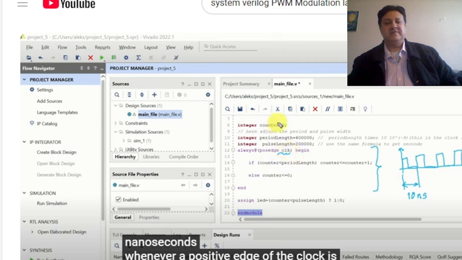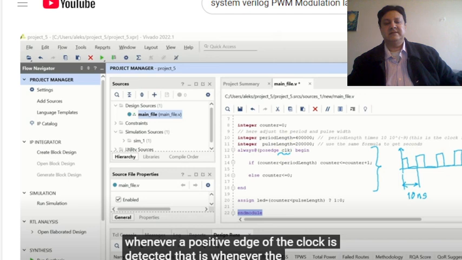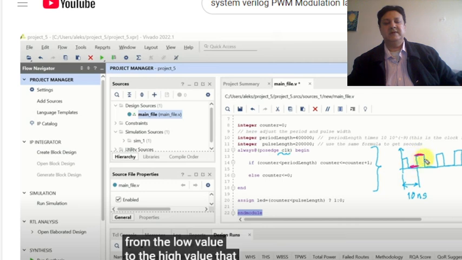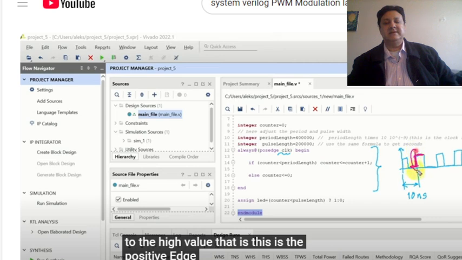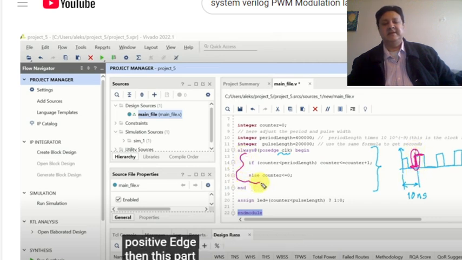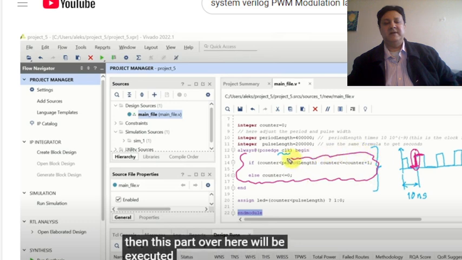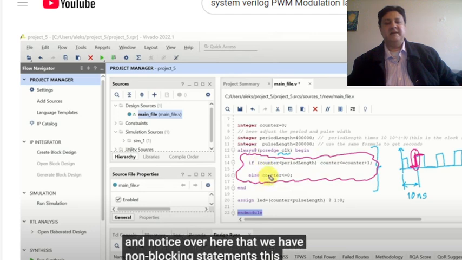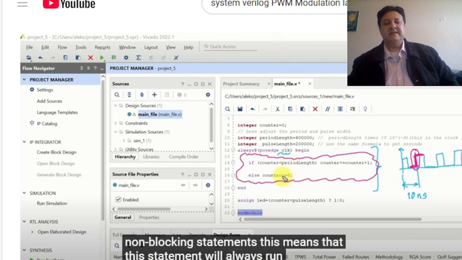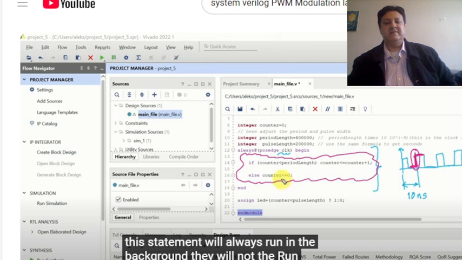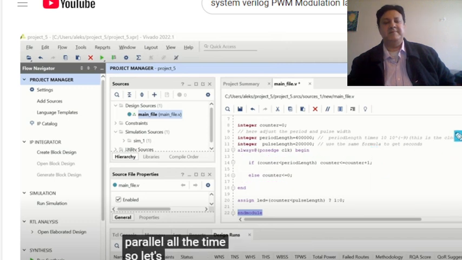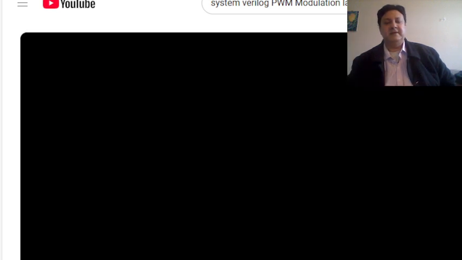Whenever a positive edge of the clock is detected, that is, whenever the clock goes from the low value to the high value, that is, this is the positive edge, then this part over here will be executed. And notice over here that we have non-blocking statements. These statements will always run in the background. They will not run sequentially, they will run basically in parallel all the time. So let's see what happens over here.